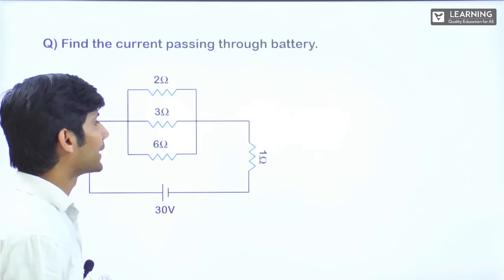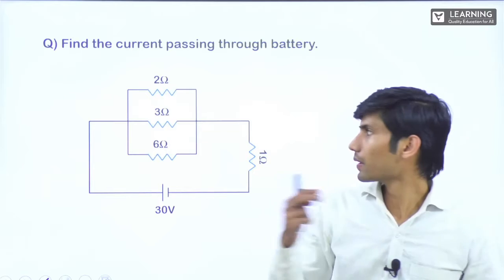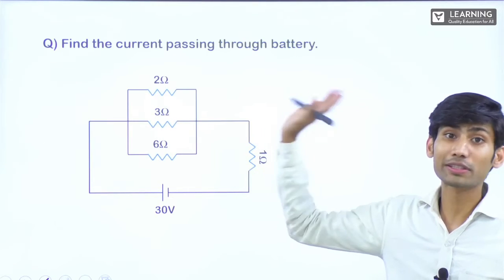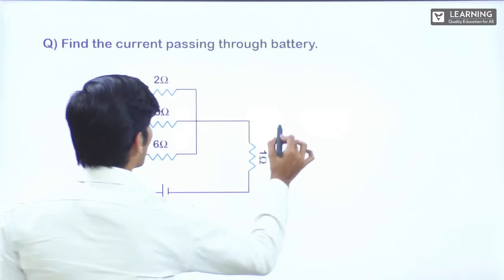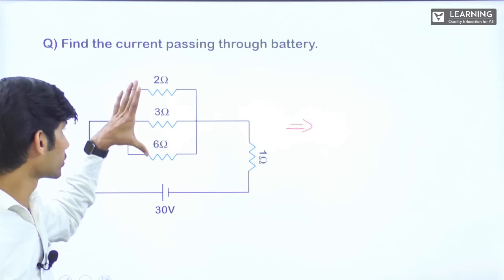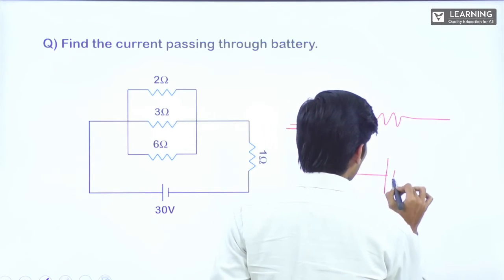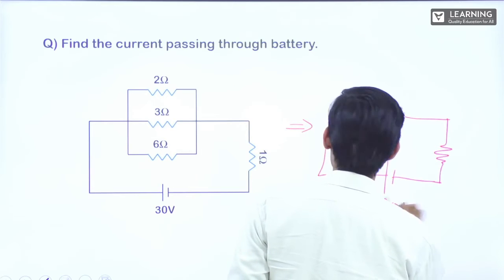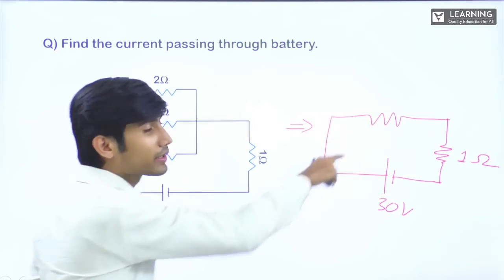Find the current passing through the battery. Now this is a question where series and parallel are both mixed. Why did I directly come up with this question? Because this is a kind of revision. You have already done these questions in your 10th standard, right? How to solve this? Very simple. I can resolve this circuit. These 3 are in parallel. If I solve for these 3 in parallel, I'll get an equivalent resistance here. This is a battery and one resistance is here. So this will be 30 volt. Now this is 1 ohm. What will be the equivalent resistance which will come here?